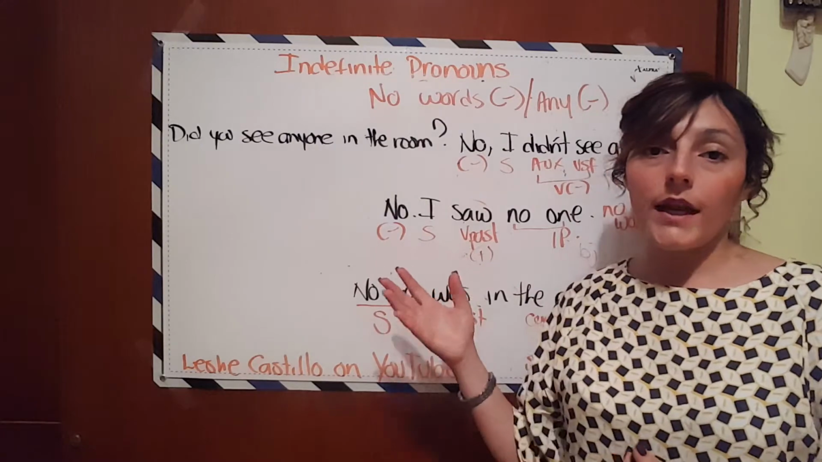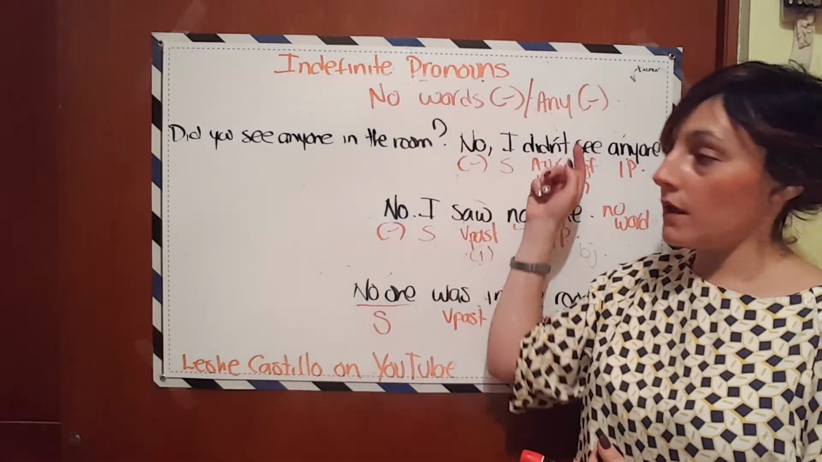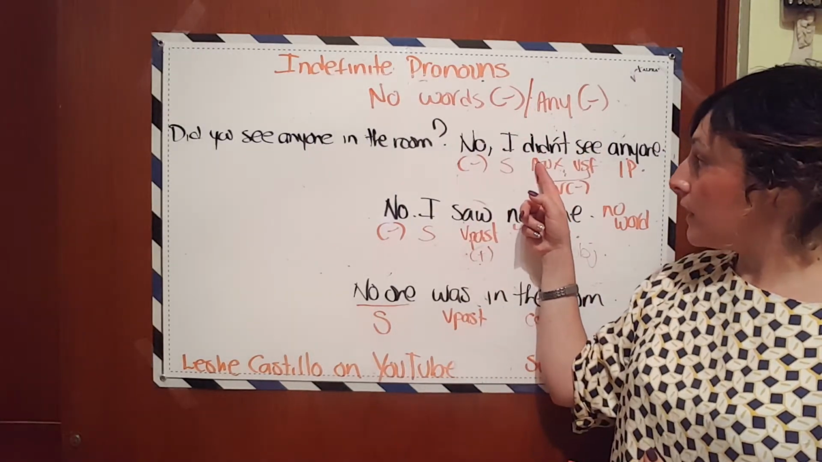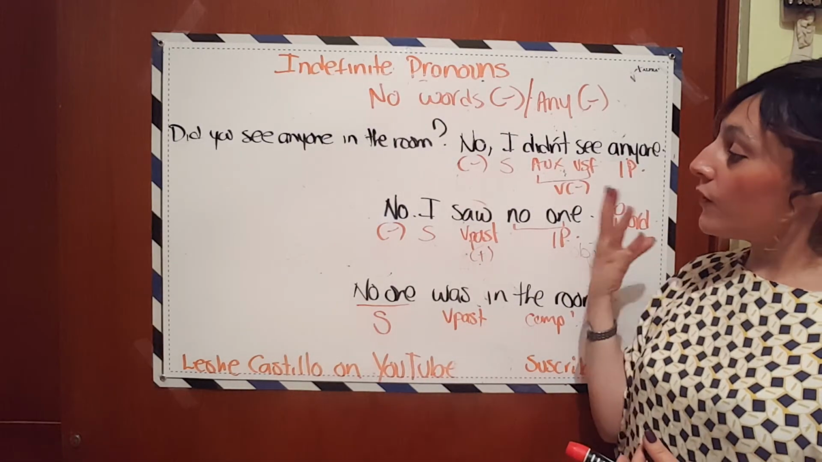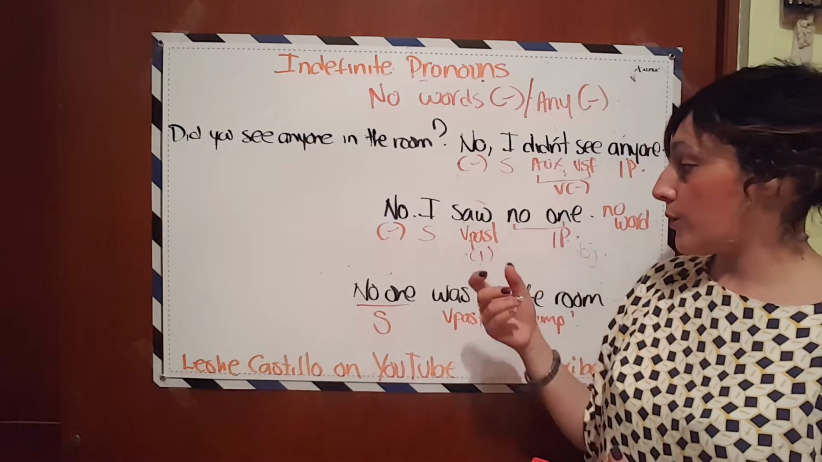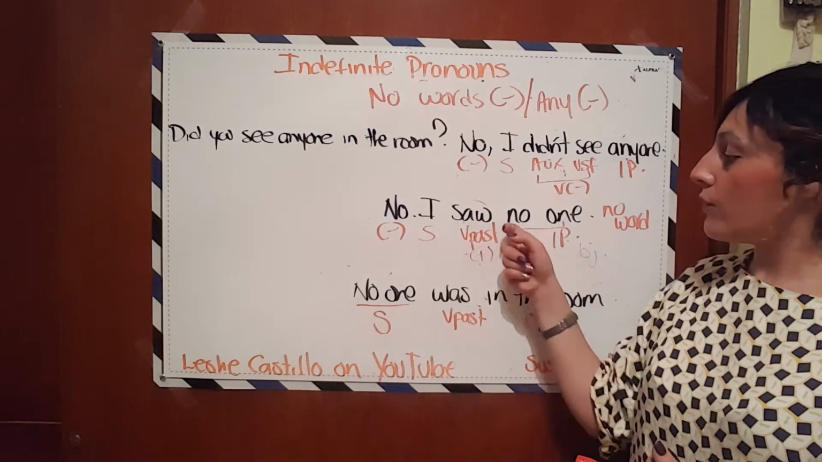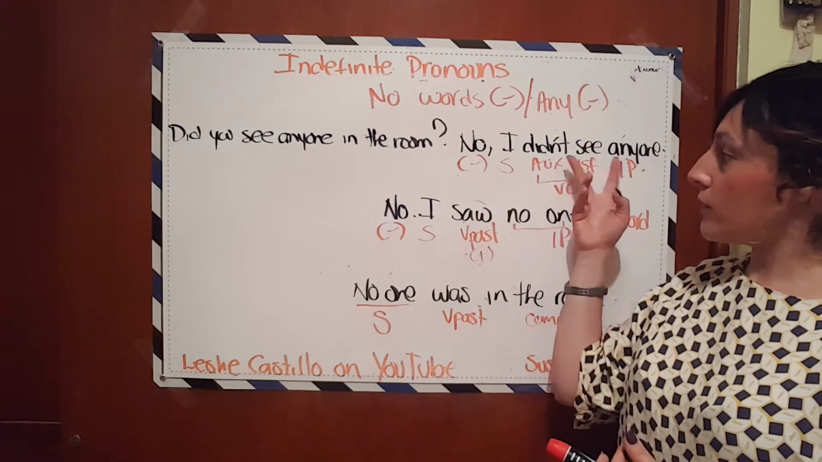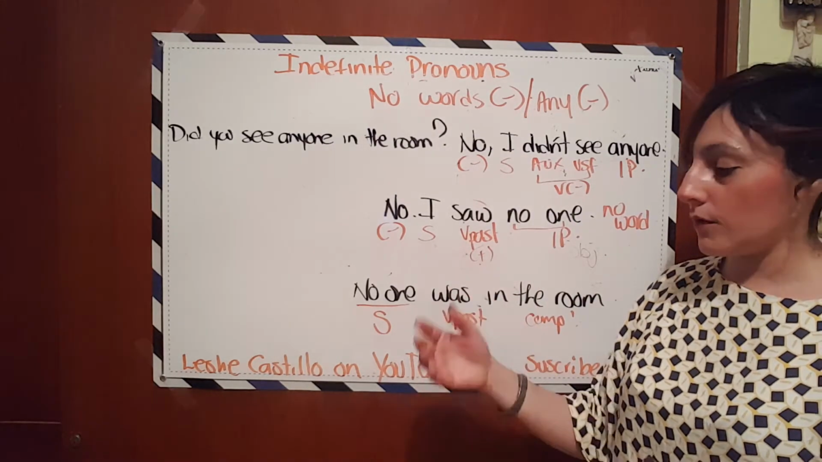So it's very important you remember the rule. For negative, we have two options. We have no words and any words. If you are going to use the auxiliary in negative, then you use an any word. If you are not going to use the auxiliary in negative and you want to express your verb in affirmative, then you use a no word. It's not possible to use a double negative. It's really redundant.